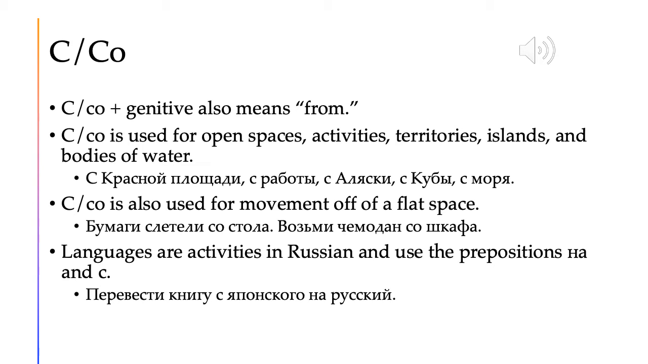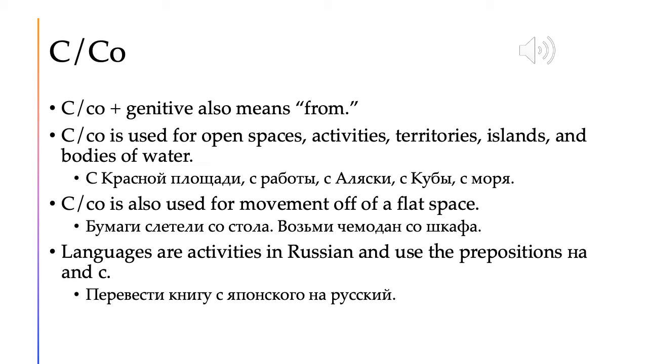We also use it to describe movement or motion off of an open flat space, like off of a table or the top of something. So we could say, бумаги слетели со стола. The papers flew off of the table. Or, возьми чемодан со шкафа. Take the suitcase down from the top of the wardrobe. We could also say, возьми чемодан из шкафа, which would mean take the suitcase from inside of the wardrobe. But if you store your suitcase on top of the wardrobe, you would say, возьми чемодан со шкафа.